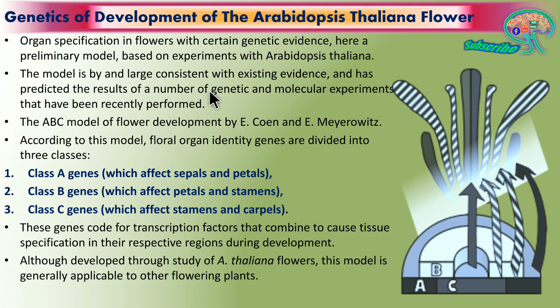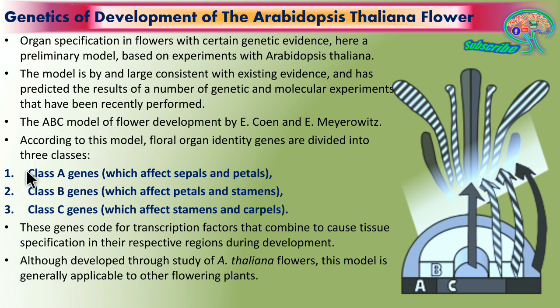So according to that, the genetic note has been taken down. So there is the ABC model of flower development by E. Coen and E. Meyerowitz. These are the two persons who have developed this ABC model of flower development. According to this model, floral organ identity genes are divided into three classes.